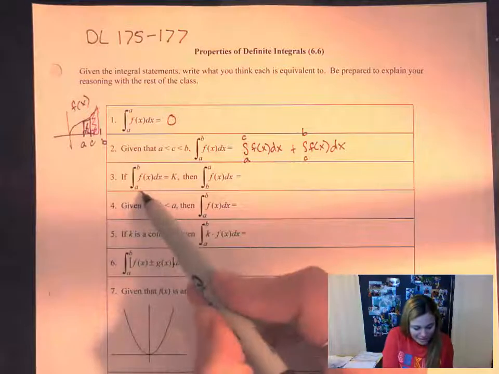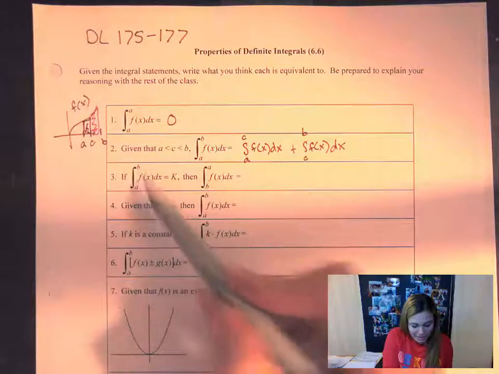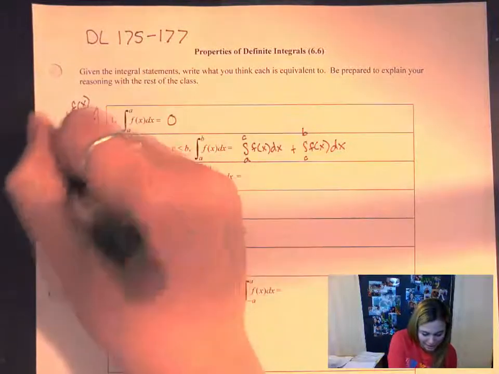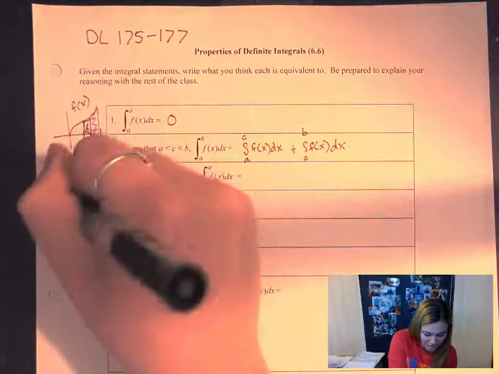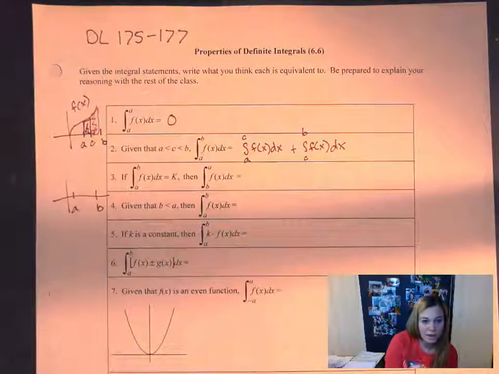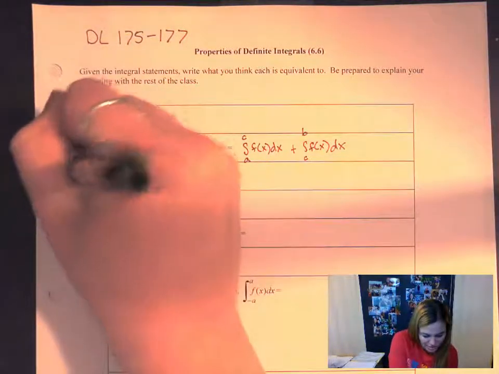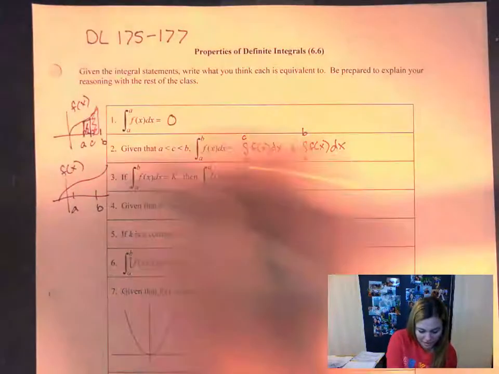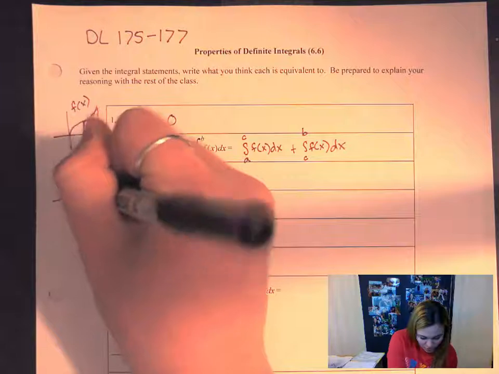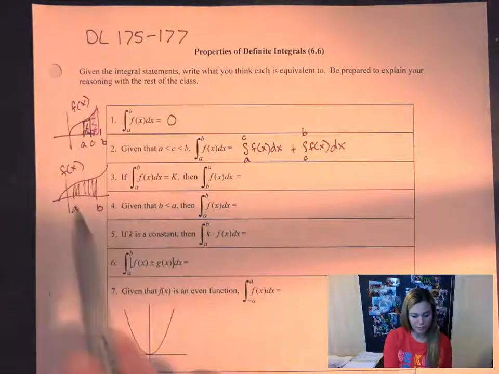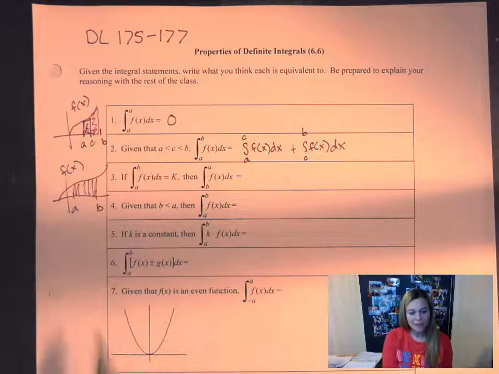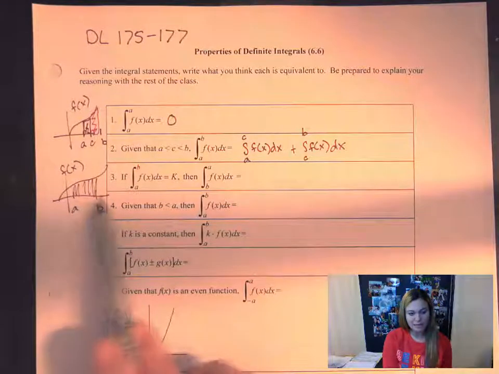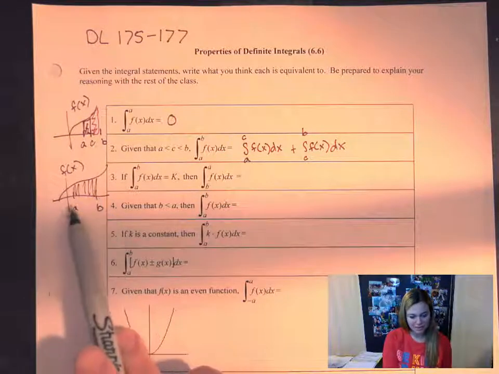If I have this integral from a to b of f of x dx, and I get k, so I'm going a to b, and I still have this function f of x. If it's all above the x-axis, I can tell you that this is all going to be positive, because I've got area above the x-axis from a to b.